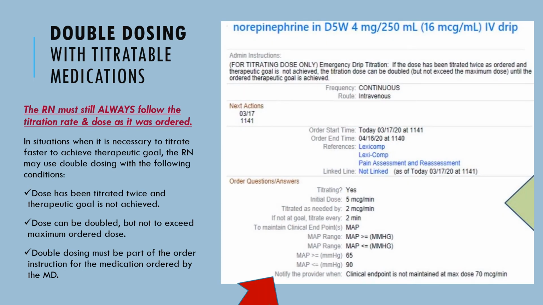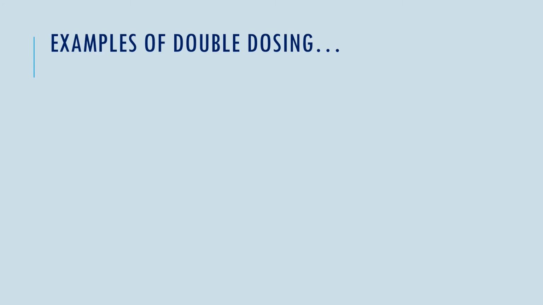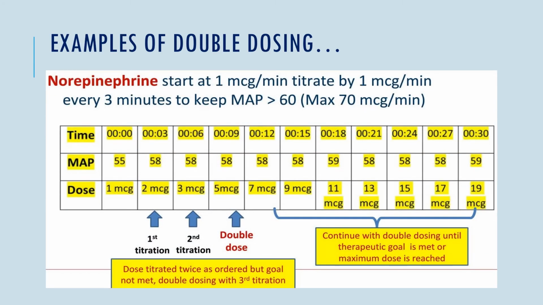This is an example of what the order looks like with a double dosing order included in the comments. And double dosing is only applicable for 3 particular medications: norepinephrine, epinephrine, and phenylephrine. This is an example of double dosing for norepinephrine. As you can see, at the first and second titration, the goal MAP of above 60 has not been met. So, the third titration dose was doubled and will be continued until the therapeutic goal of MAP above 60 is reached.